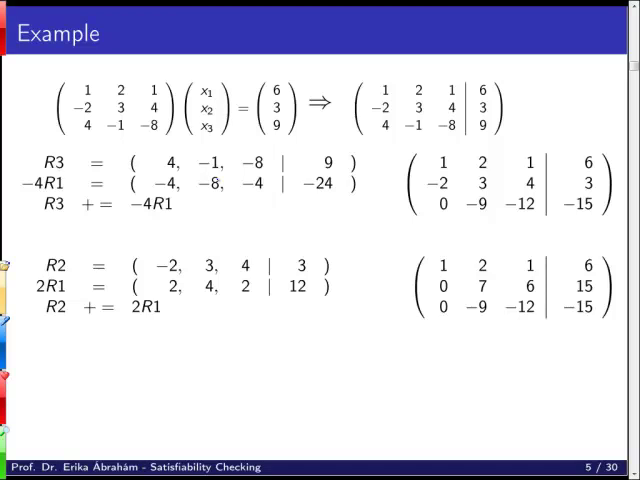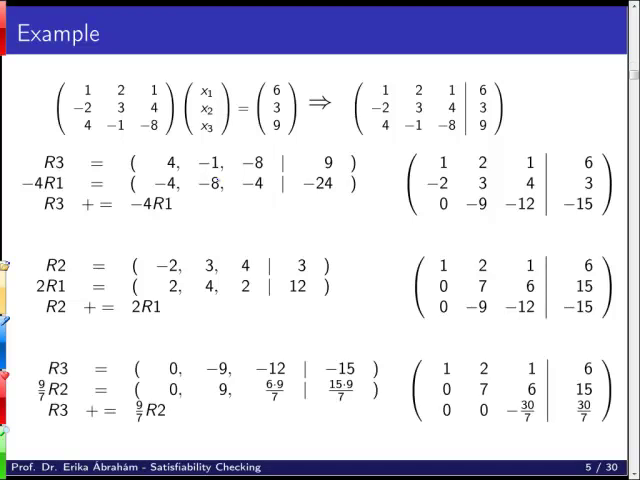So minus 2 plus 2 is 0. 3 plus 4 is 7. 4 plus 2 is 6, and so on. One element is left, the minus 9. So I take the third row.